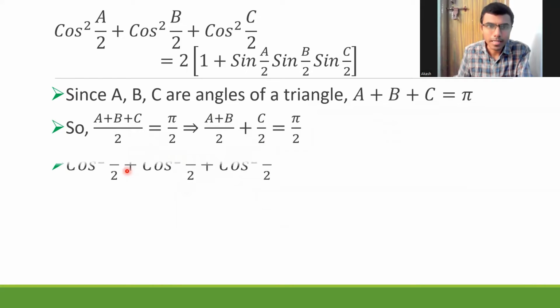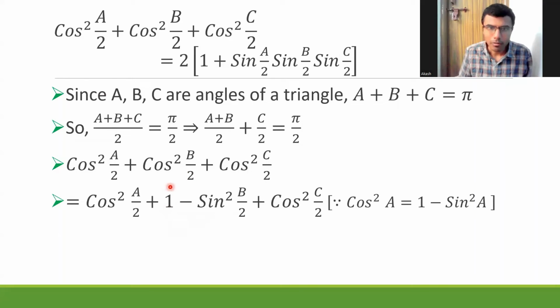Now next, let me get started with the LHS. First, I'm going to write cos square B by 2 as 1 minus sine square B by 2. Why? Because cos square A is 1 minus sine square A. So cos square B by 2 is 1 minus sine square B by 2. Again, don't forget to mention reasons like this. It will give a good impression to the examiner that you understand the concept.